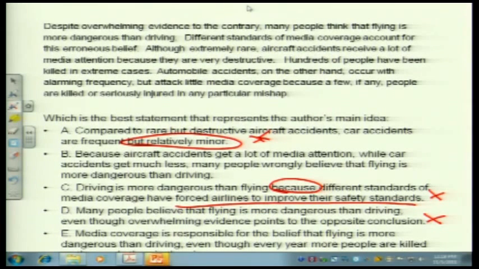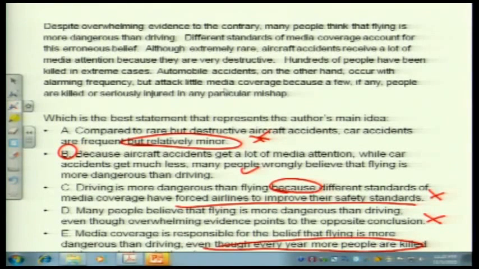And number E, media coverage is responsible for the belief that flying is more dangerous than driving, even though every year more people are killed. There's nothing that says anything about every year more people being killed in car accidents, okay? So the best answer would be number B. Okay, so that one is correct.